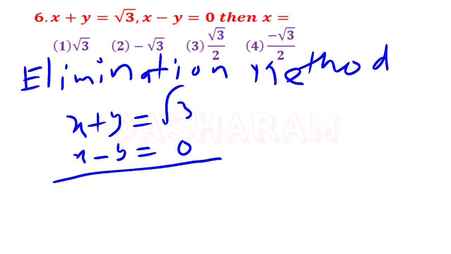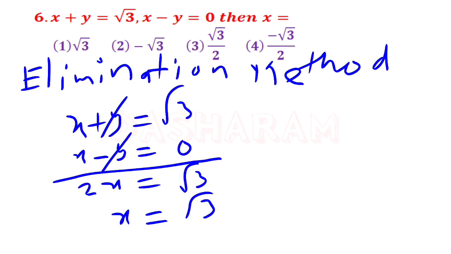So our required answer is x. Here plus y minus y both are cancelled. Then x plus x is 2x equals root 3 plus 0, which is root 3. Then x equals root 3 by 2. So option 3 is correct.